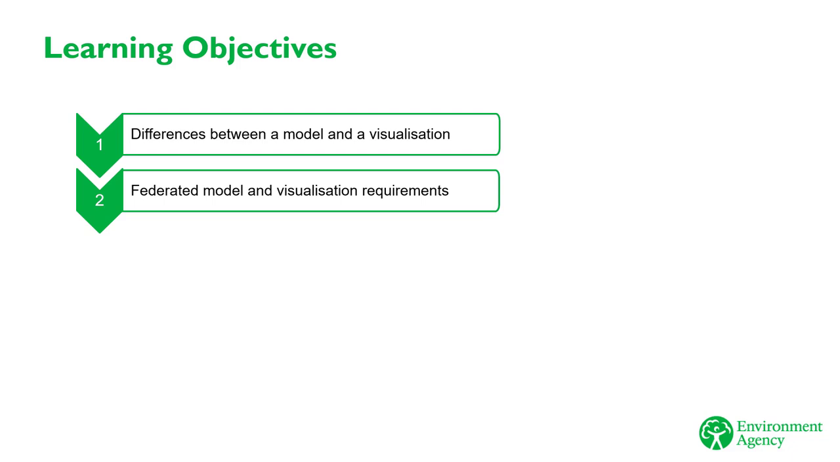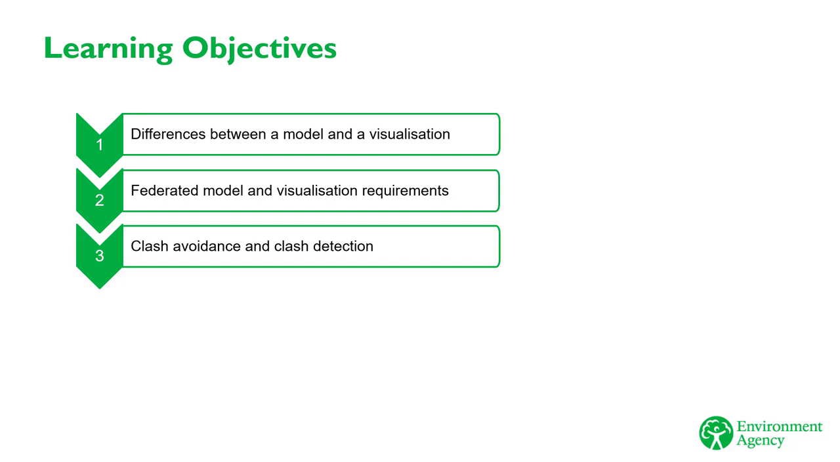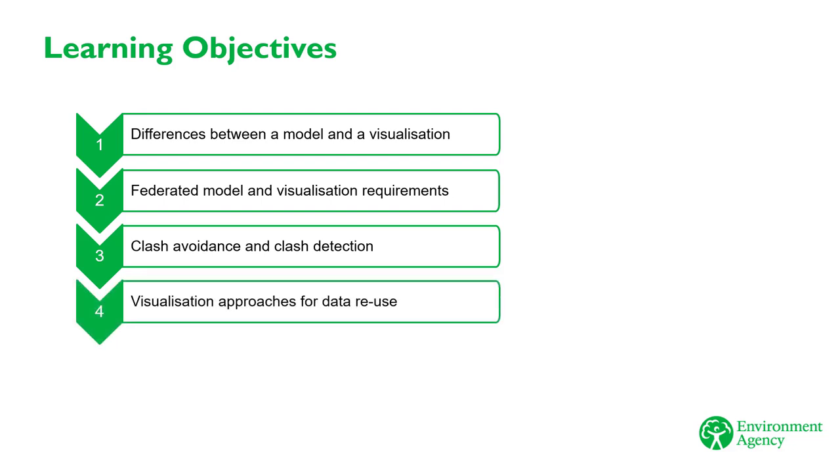We will also highlight the difference between clash avoidance and clash detection processes, and explain their importance to quality assurance and efficient project delivery. Following that, we will provide insights into how models and data can be reused for different purposes, and how to leverage the visualization selection tool to help articulate information to different audiences.